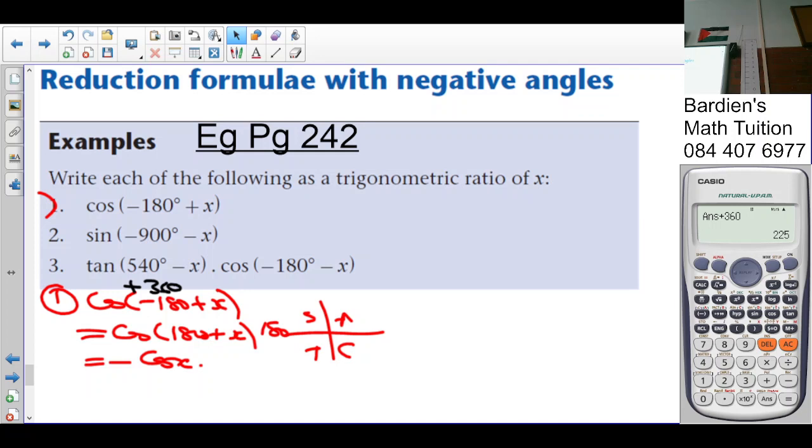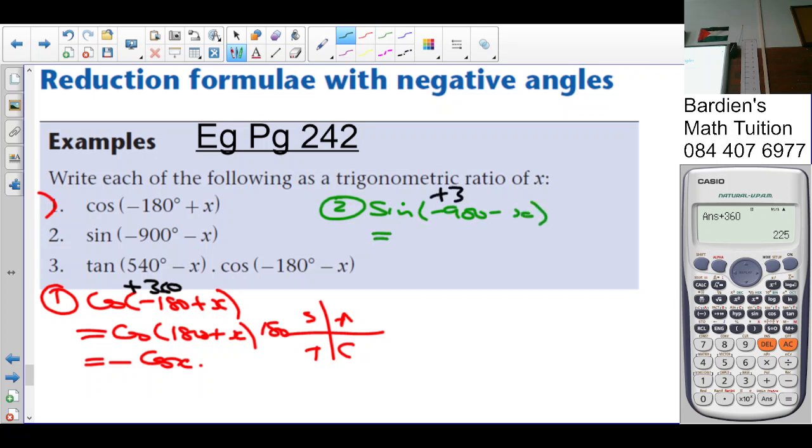Right. Number 2. You've got sine of negative 900 minus x. So what do you do? Add 360. Then what do we get? Negative 540. Add again 360. Negative 180. Add again 360. So it's sine of 180 minus x. Takes you to the second quadrant. Sine is positive. So it's sine x.